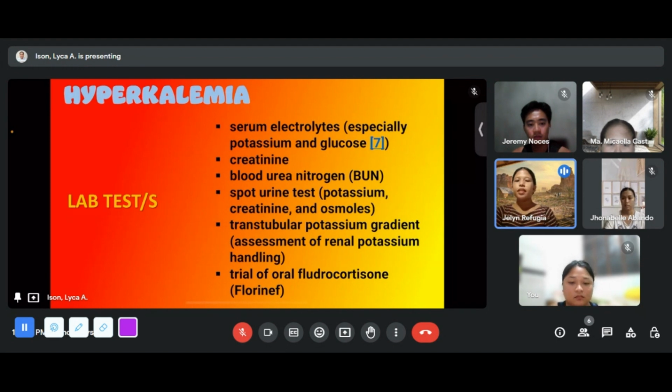So what are the lab tests na kailangan for hyperkalemia? First, we have the serum electrolytes. Next is creatinine, blood urea nitrogen, spot urine test, transtubular potassium gradient, and trial of oral fludrocortisone. So next slide.